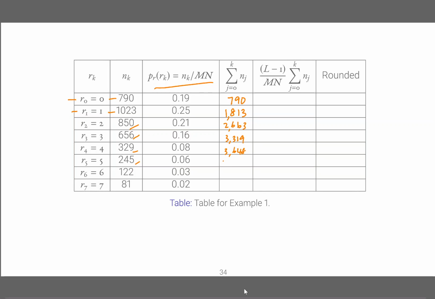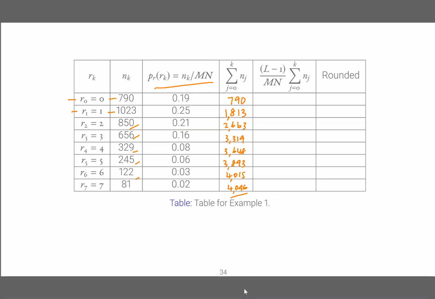That gives us 3893. To that add 122. 4015. To that add 81. 4096. So for here you should get 4096, which is the total number of pixels.